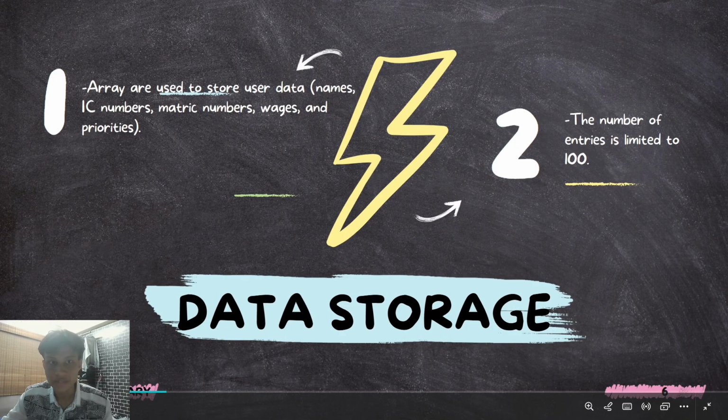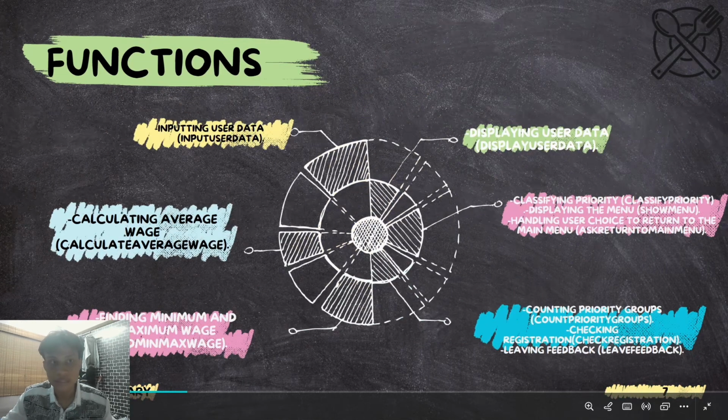In data storage, arrays are used to store user data, including names, IC numbers, metric numbers, wages, and priorities. The number of entries is limited to 100. We have 10 functions in the system, including input user data, display user data, calculate average wage, classify priority, show menu, ask return to main menu, finding minimum and maximum wage, count priority group, registration checking, and leave feedback.